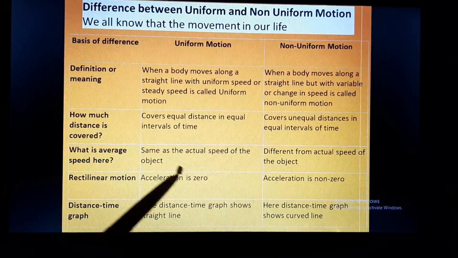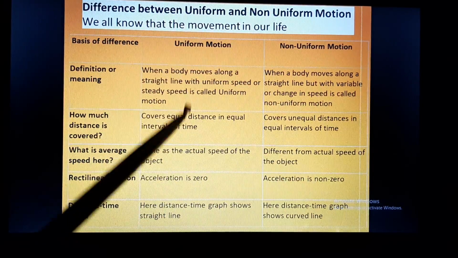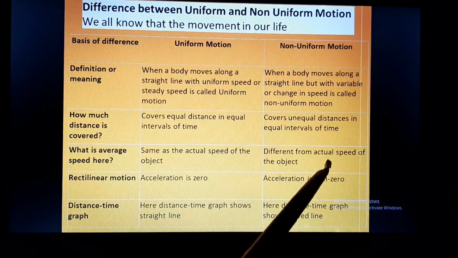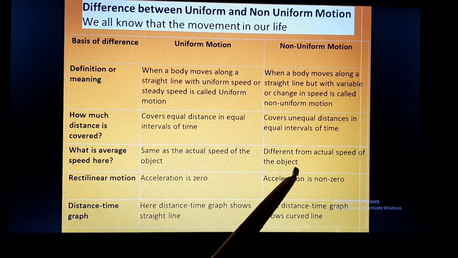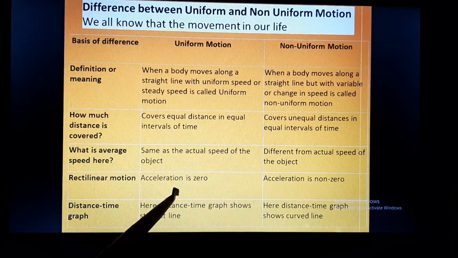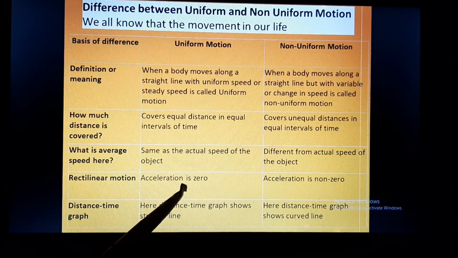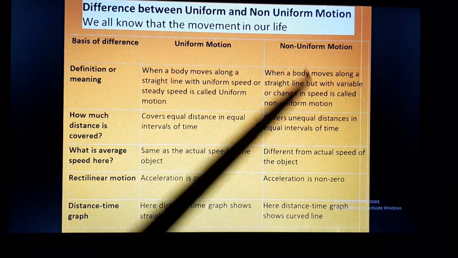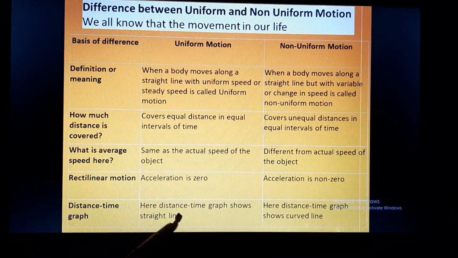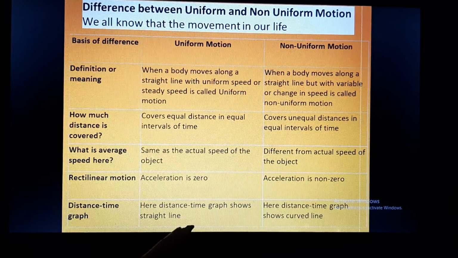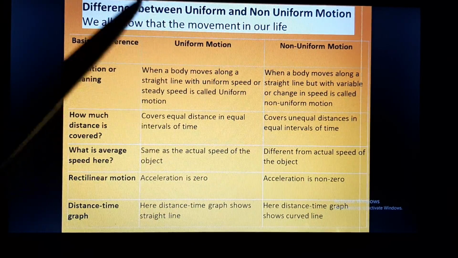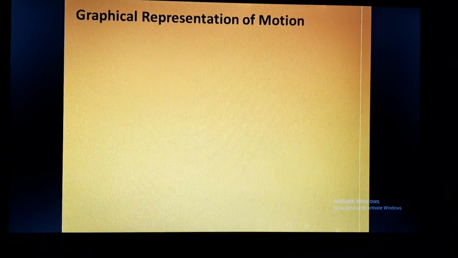Now, what is the average speed? In uniform motion, average speed and actual speed are the same, whereas in non-uniform motion, actual speed and average speed are different. In uniform motion, acceleration is 0. Therefore, there is no increase in speed, whereas in non-uniform motion, acceleration is not 0. The distance time graph of uniform motion is a straight line, whereas the distance time graph of non-uniform motion shows a curved line.